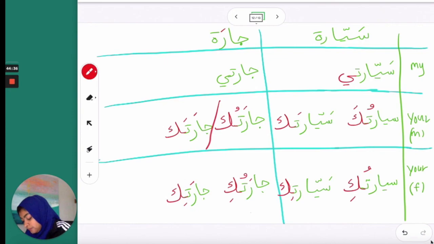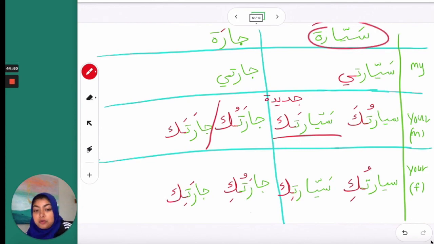Your car. So if I want to say your car is new, sayyaratak jadida. You would use the feminine because the word car is still a feminine word. So if you describe it, it's still feminine. Sayyaratak jadida. Or if you are a woman, sayyaratik jadida. Your car is new. Okay?